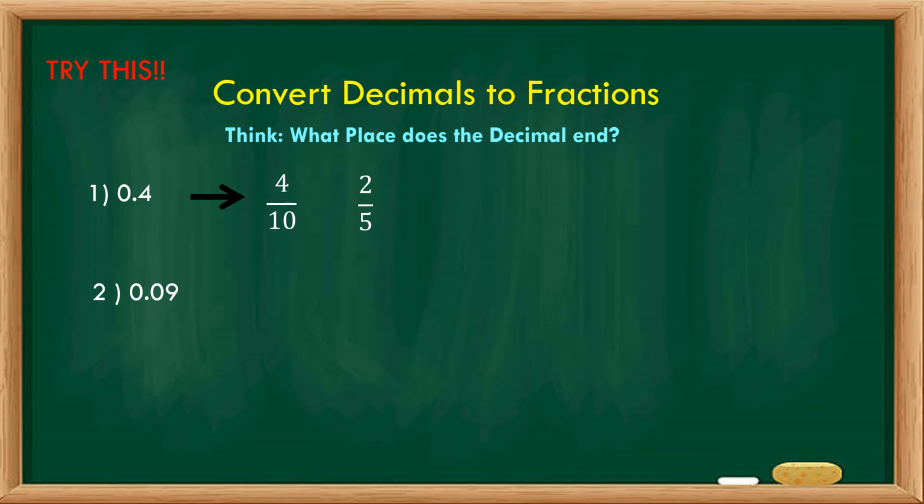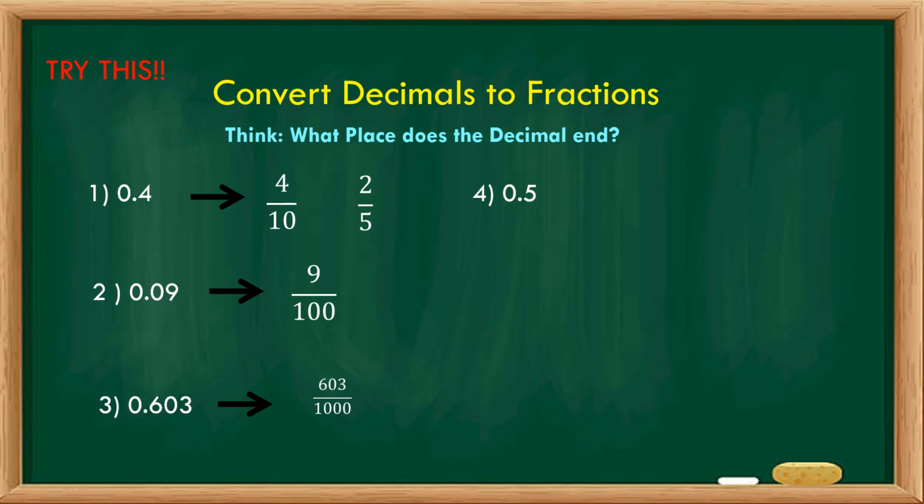Number 2. 9 hundredths. So the denominator is 100 and the numerator is 9. So we get 9/100. Number 3. What place does our decimal end? It ends in the thousandths place. So 1000 is the denominator and 603 is the numerator.